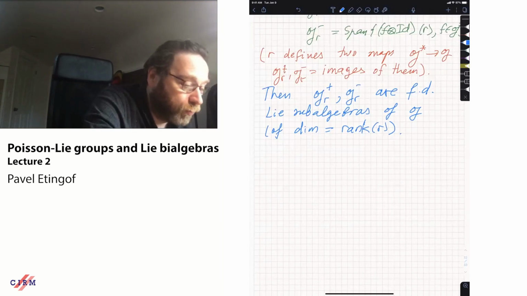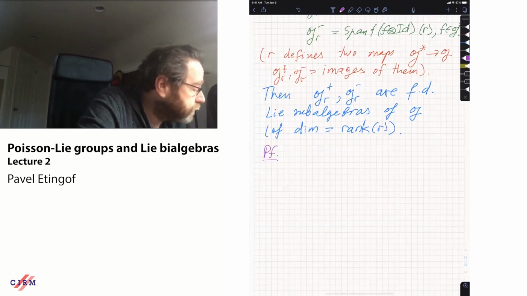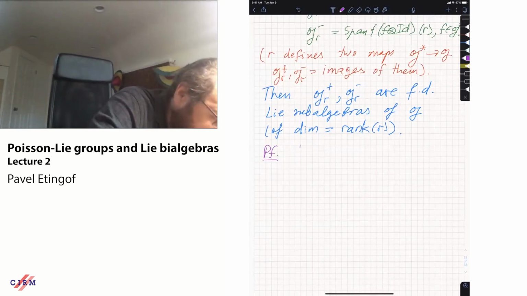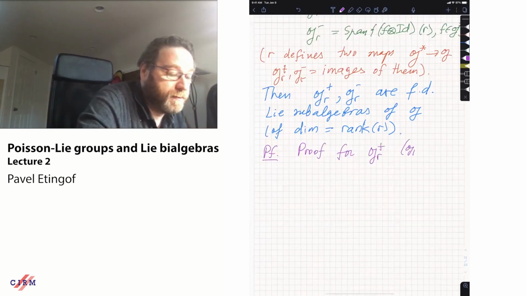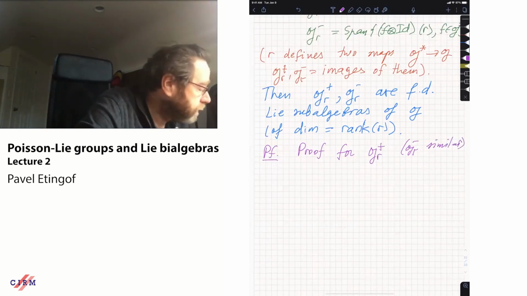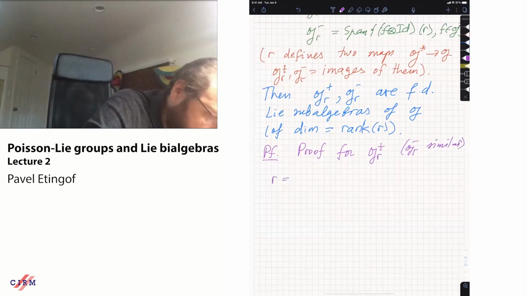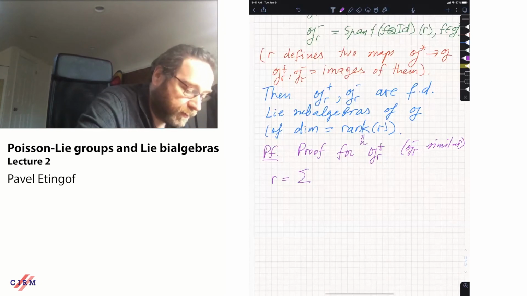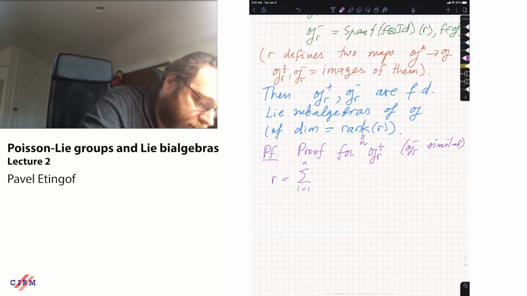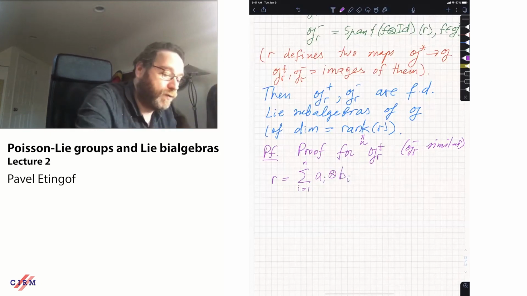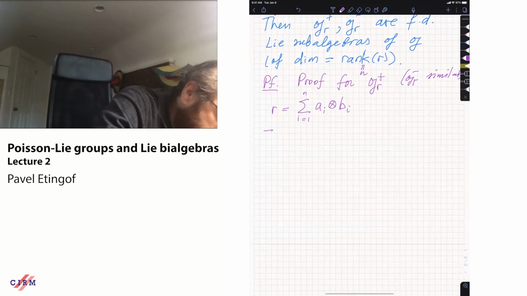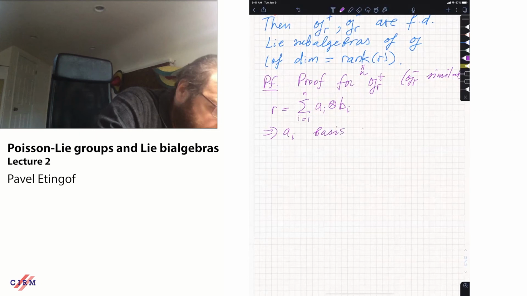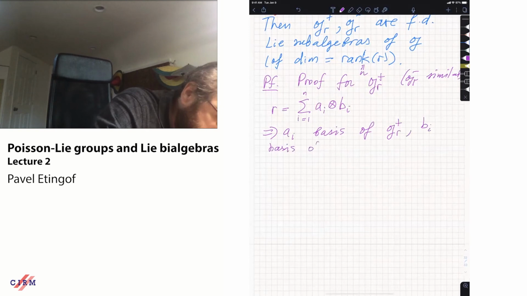So here is a proof. It's again easy to compute. We give a proof for GR plus; GR minus is similar. So we take R equals to the sum. Let's call this number n, and this is going to be the sum over I equals 1 to n of AI tensor BI. So that's a representation of minimal length. Then AI is a basis of GR plus, and BI is a basis of GR minus.